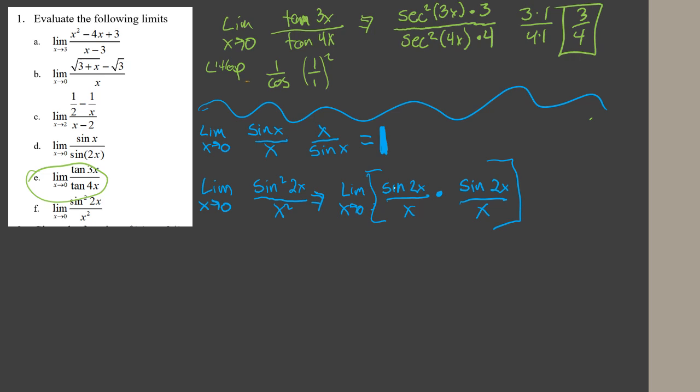There is something that we need to do before though. We need this 2x to match top and bottom. So if we multiply each term by 2 over 2, we're just multiplying by 1. But our result is the limit as x approaches 0 of 2 sine 2x over 2x times the limit of 2 sine 2x over 2x.